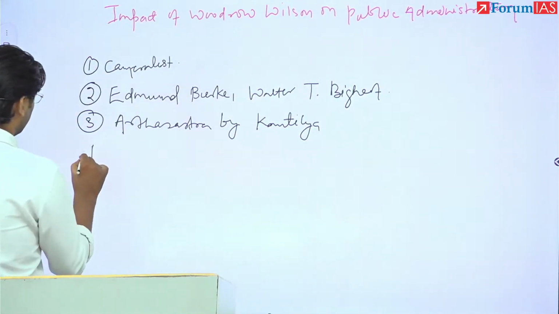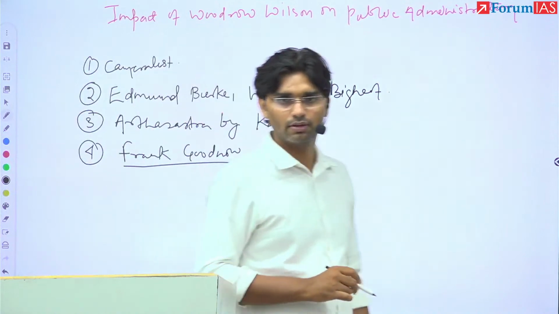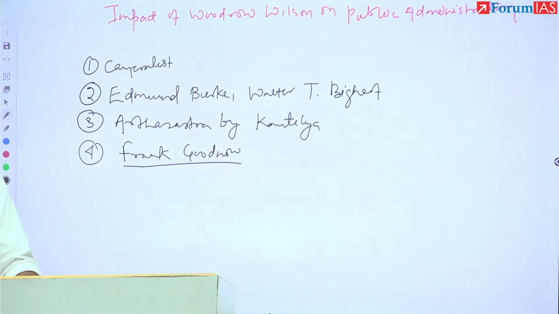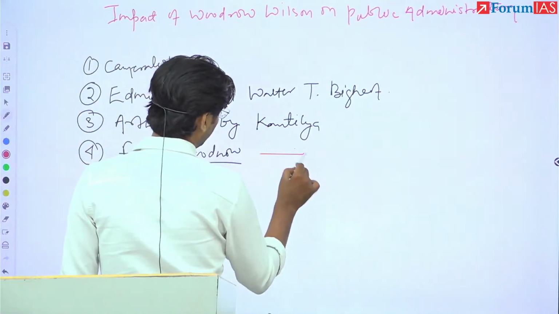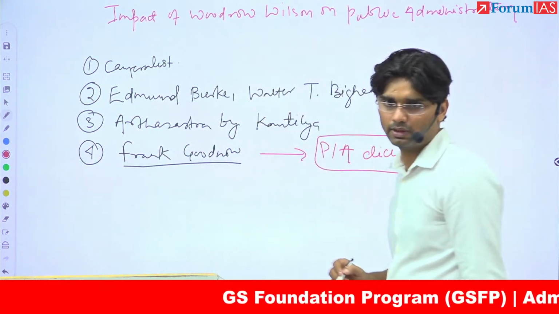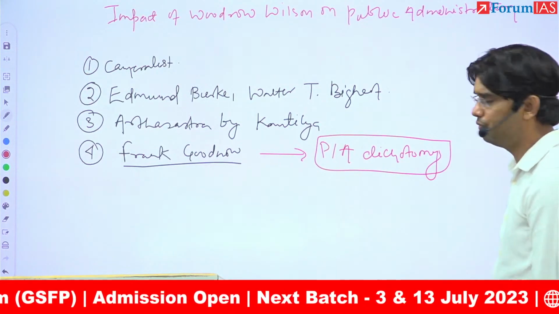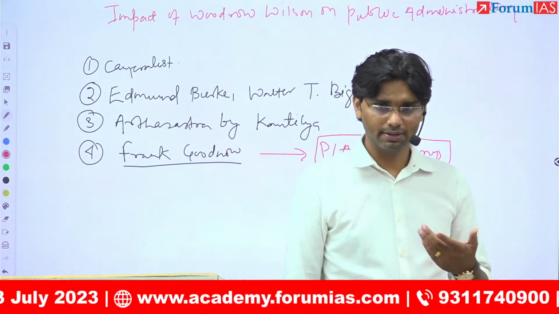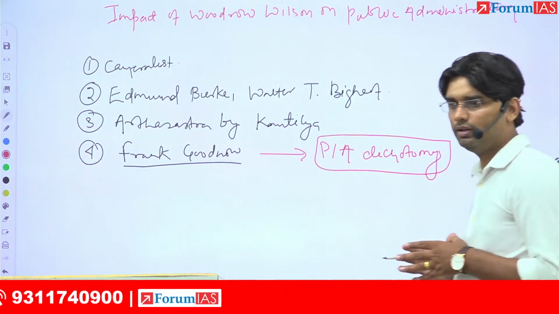Then remember one name, very famous name. His name is Frank Goodnow. Frank Goodnow is also one of the scholars during Woodrow Wilson's time who wrote on the politics-administration dichotomy. He says that Frank Goodnow is the first scholar in history who says that the characteristics of politics are different from the characteristics of administration. He is the person who wrote this, and Woodrow Wilson took that idea from Frank Goodnow only.